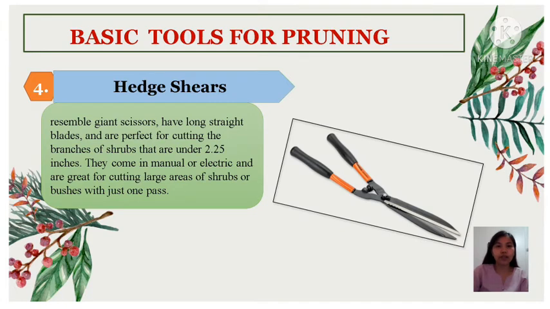Hedge shears resemble giant scissors, have long straight blades, and are perfect for cutting the branches of shrubs that are under 2.25 inches. They come in manual or electric and are great for cutting large areas of shrubs or bushes with just one pass.